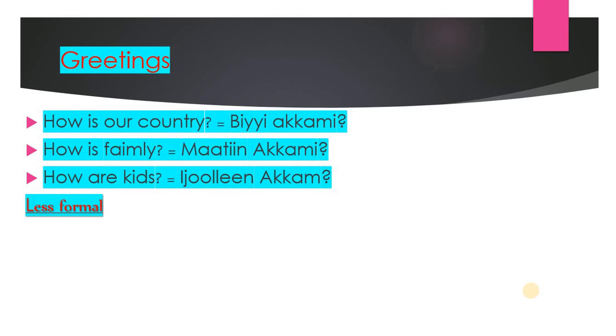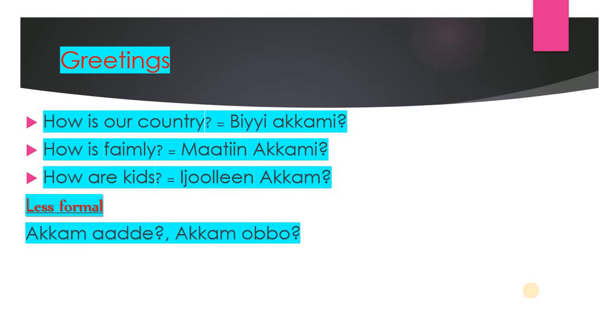Okay, less formal questions. Adde akkami? Akkam obbo. We have seen that these words adde and obbo can be used in formal settings. Adde is Mrs. and obbo means Mr. But it can be less formal, as I said, in the family. This is actually more among friends. Adde kam, obbo kam, used by friends who are very closely related and know each other very well.